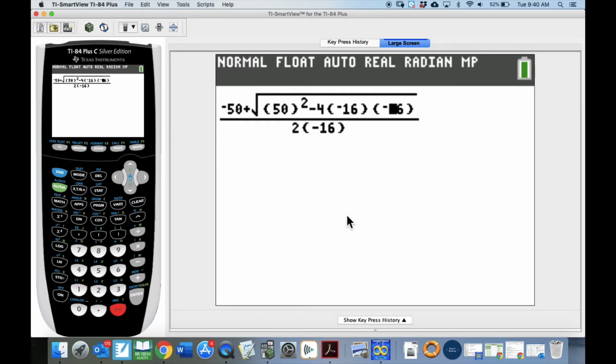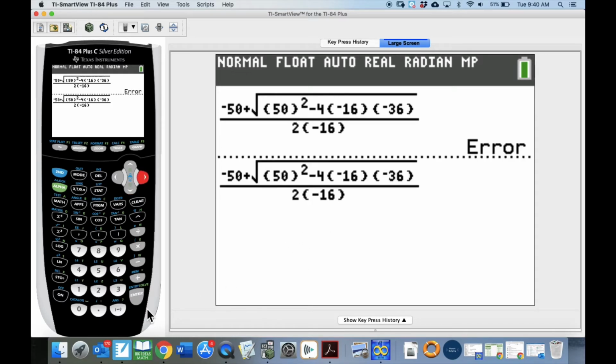Okay, so now it's a negative all over 2a. And it gave me an error message, and I think I did the same thing on my negative on my 16. So I'm going to fix that to a negative, and now I'm going to hit enter, and it gives me the number 9 over 8.